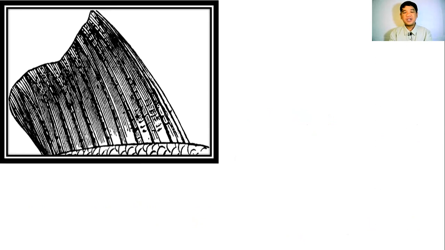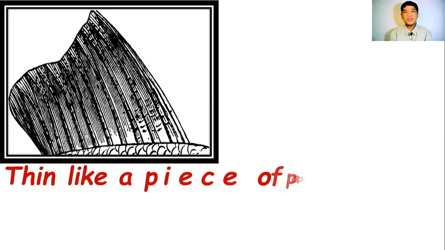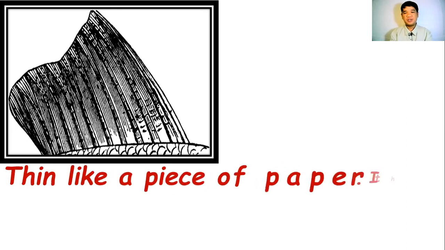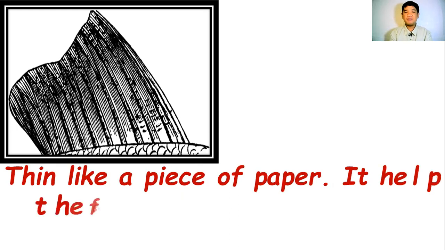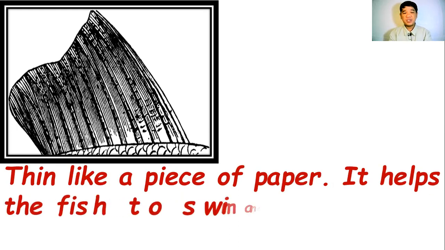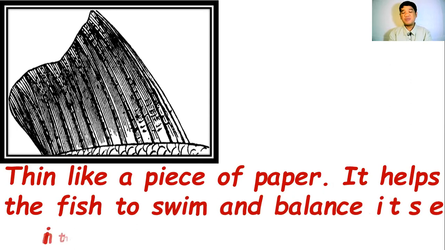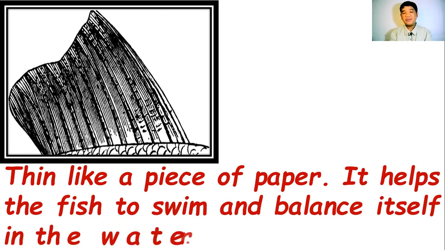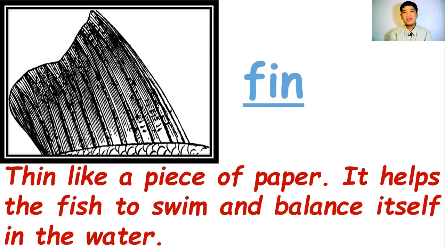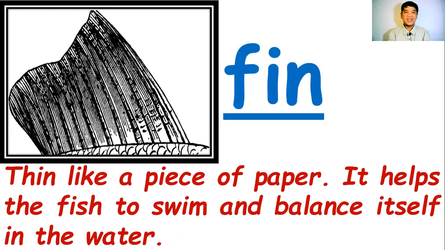What do you call this part of the body of the fish, where the main function is that it is thin like a piece of paper? It helps the fish to swim in balance. What do you call this part of the body of the fish? Again, it is thin like a piece of paper. It helps the fish to swim and balance itself in the water. Very good. It's a fin.